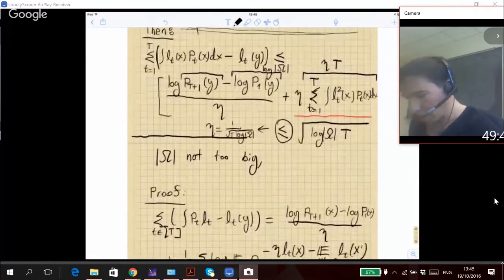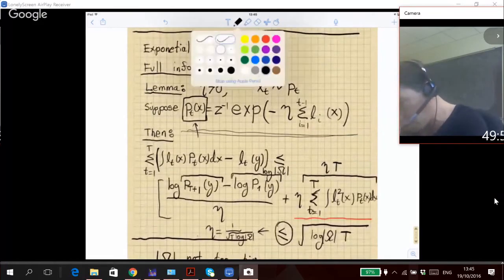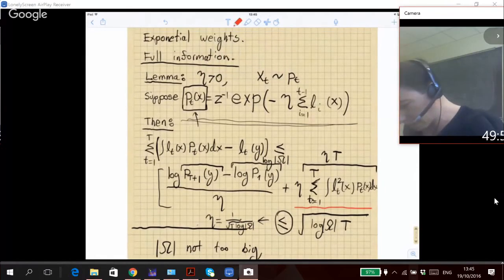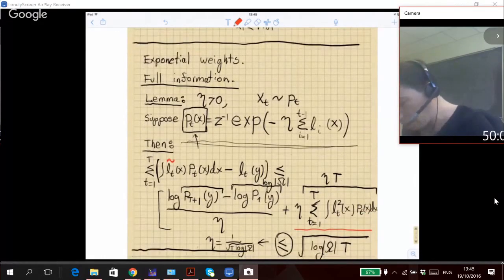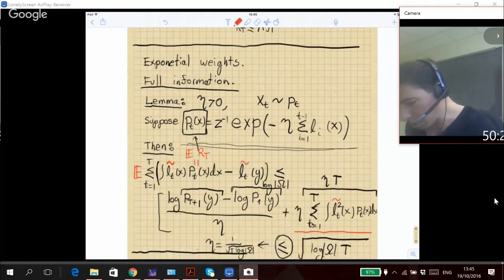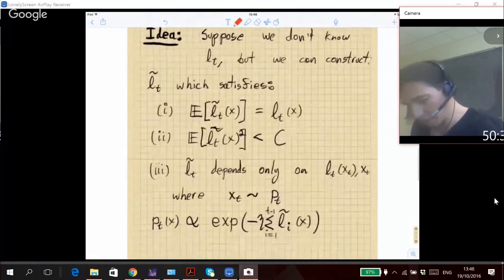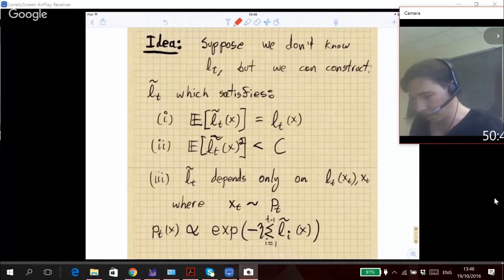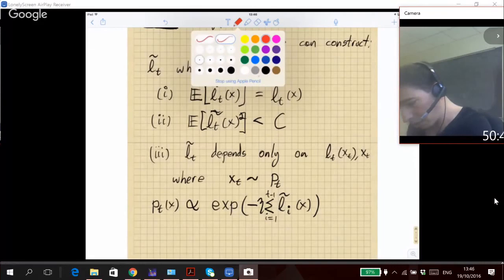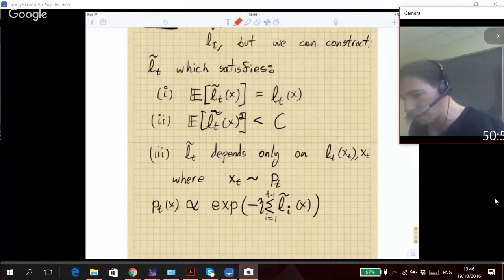Okay, good. So now suppose that we know that, then what we do is we just go over here to the lemma and we can replace L_t by tilde L_t everywhere. Since L_t is equal to tilde L_t in expectation, if we put expectation here, then this is still equal to our expected regret. So it doesn't matter that we replaced L_t by tilde L_t as long as their expectation is the same. We just invoke exactly the same lemma and we use exponential weights with the unbiased estimator for L_t instead of L_t itself. And now the question just becomes, how do we construct the tilde L_t which satisfies all of the above?